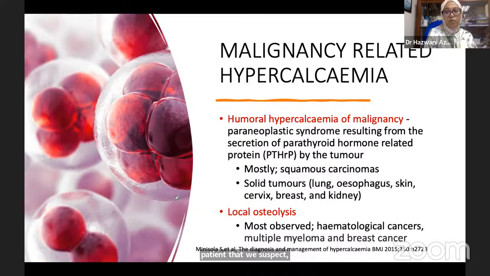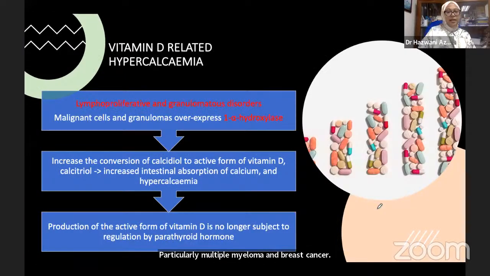Mostly it involves squamous carcinoma, which secretes PTHrP, and the organs that usually are involved are solid tumors, for example lung, esophageal tumor, skin tumor, cervix, breast, and kidney carcinoma. The next important pathophysiology is local osteolysis. This is mostly observed in hematological cancers, particularly multiple myeloma, and breast cancer. Next, in some malignancy-related cases, particularly lymphoproliferative disease, for example lymphoma, and granulomatous disease, the hypercalcemia might result from vitamin D causes. So why?